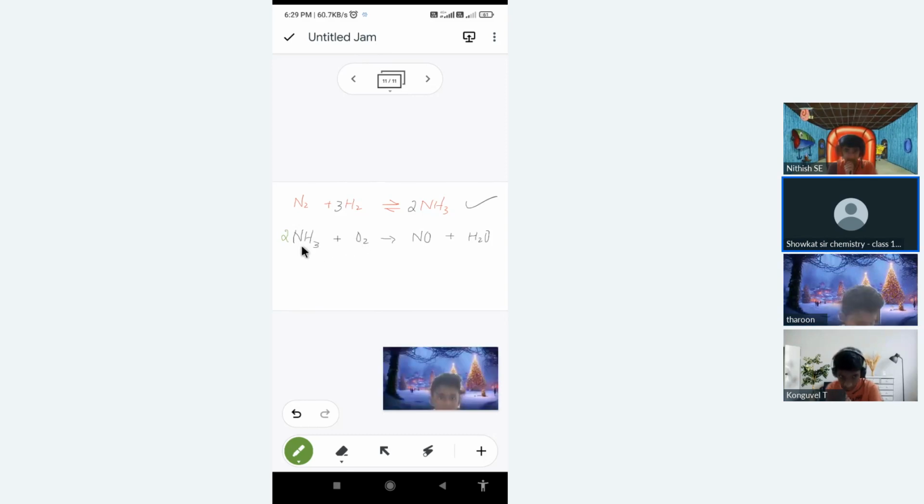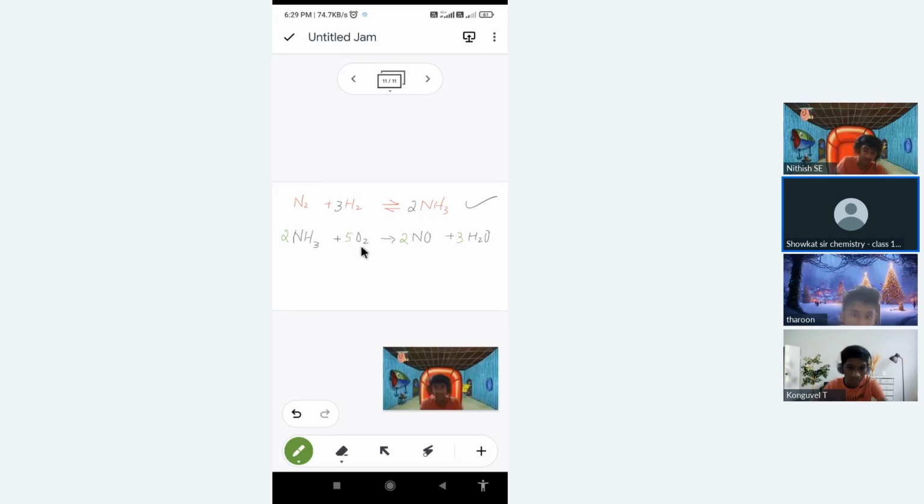Wait. Just focus. Nitrogen we are having 2, so I will write here 2 now. We are having hydrogen, 3 2s are 6, so I will write here 3, 3 2s are 6. But now we are having 5 oxygen atoms on the product side, 3 and 2, 5. But here we are having 2, so if I multiply it by 2, it will become 4. If I multiply it by 3, it will become 6. So then how to balance this?